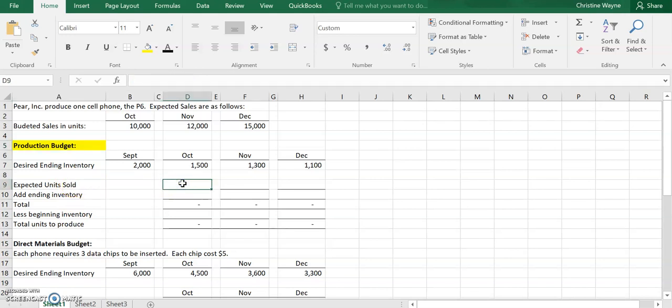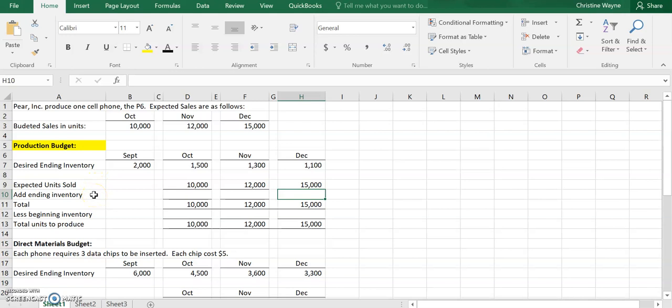First, we're going to start off by inputting how much we expect to sell each month based on our sales budget. In October, we expect to sell 10,000. In November, we expect to sell 12,000. And in December, we expect to sell 15,000 units. I already have this pre-populated in Excel so that I don't have to do the math. So you'll see these numbers change as I keep inputting numbers. So we started with our expected units sold.